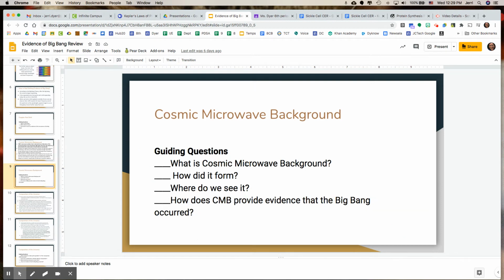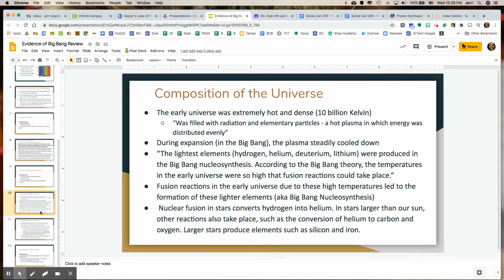Here are the guiding questions that you will need for that. And you have those guiding questions. And then we'll take a look last here at the composition of the universe.